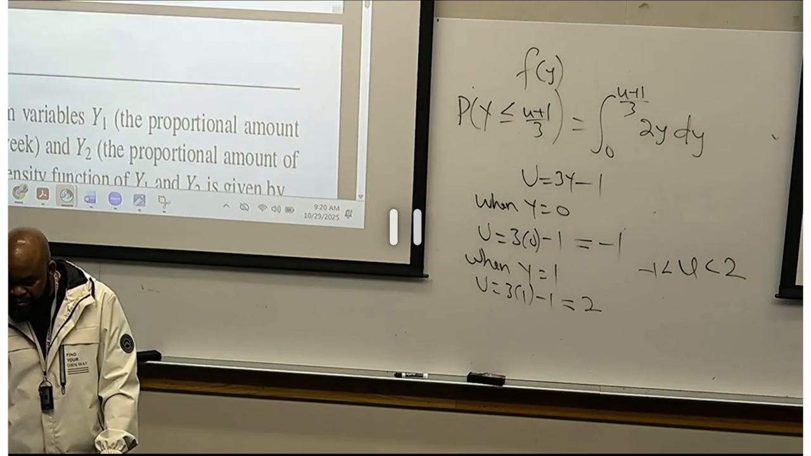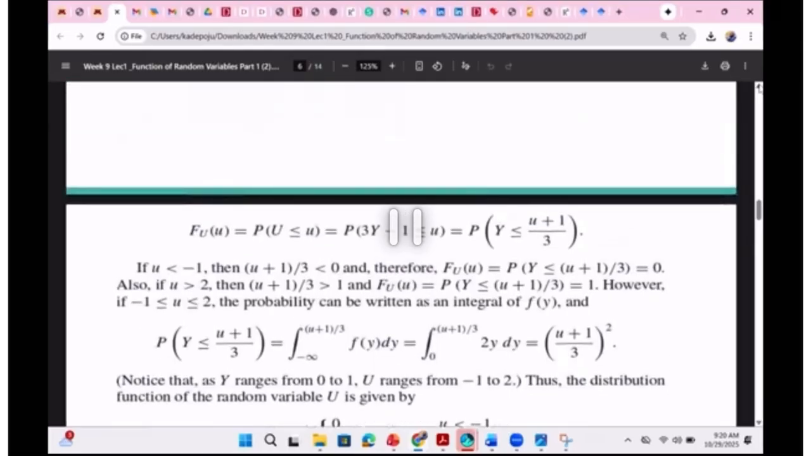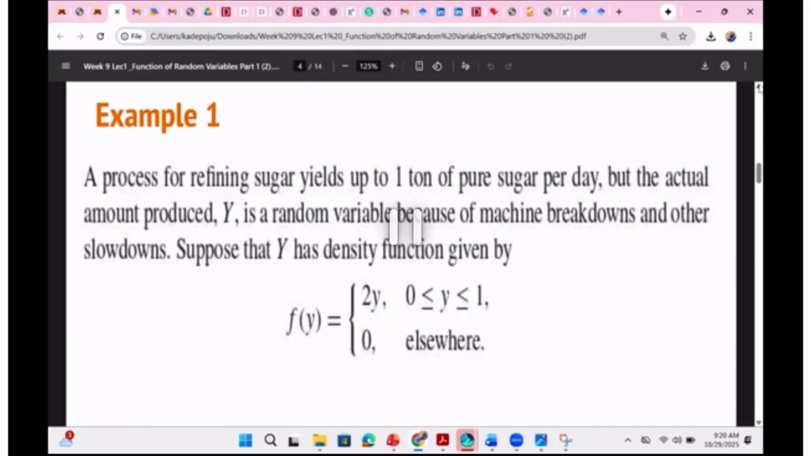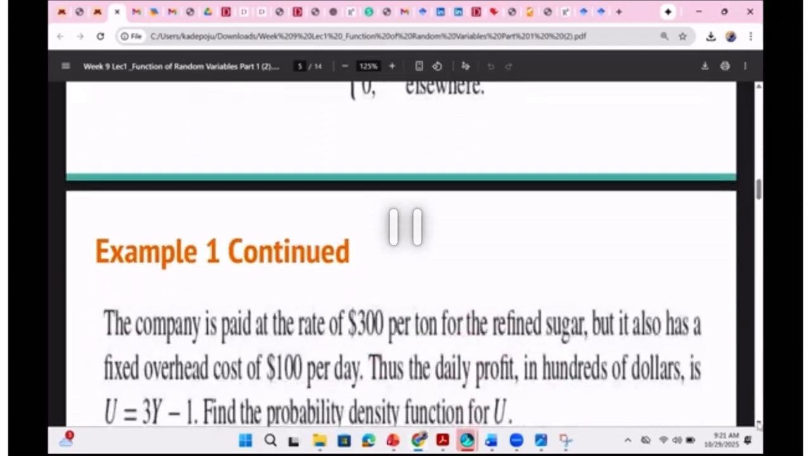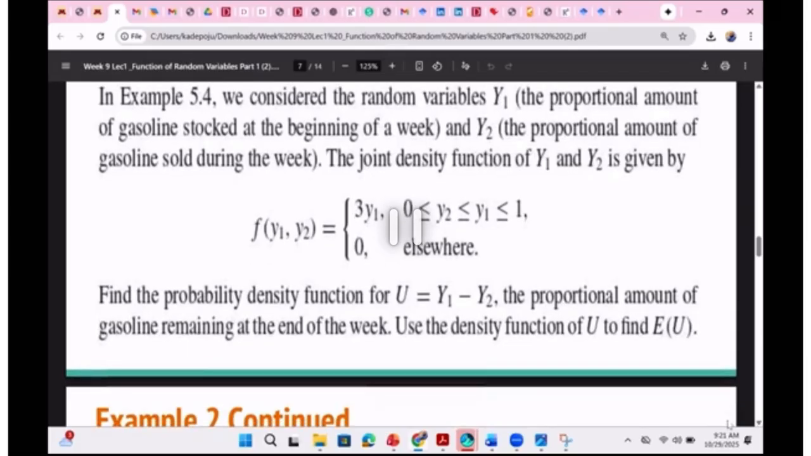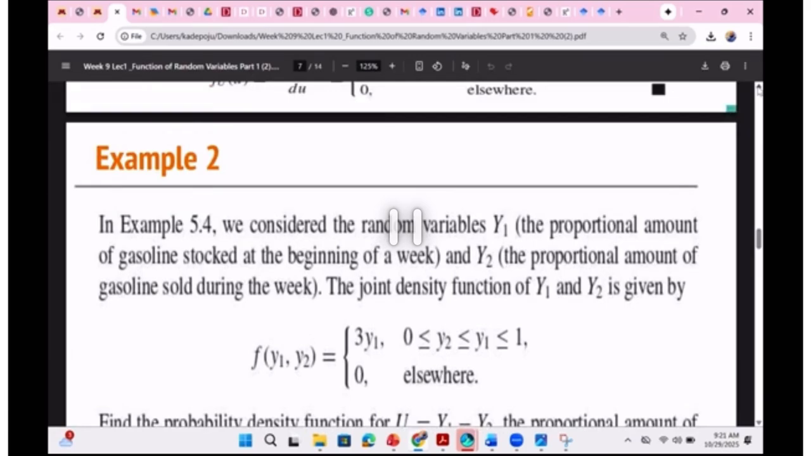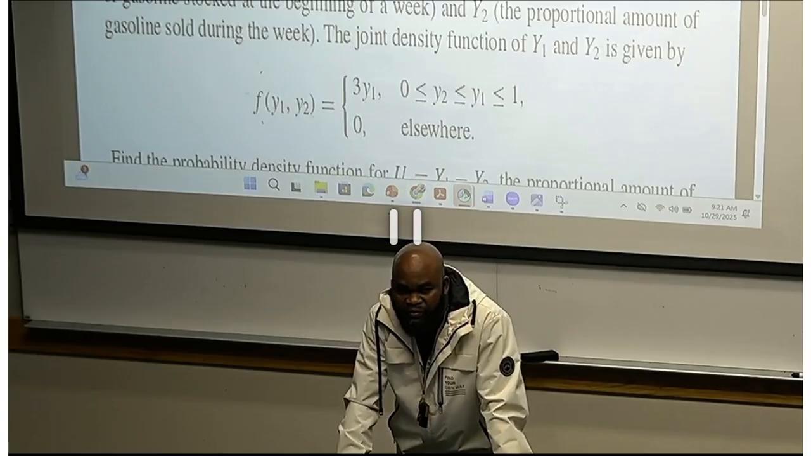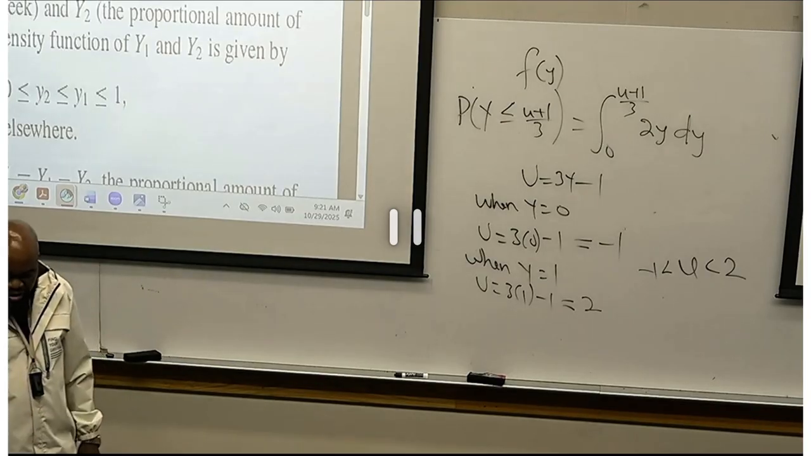But right here, this is the method of distribution function for one variable. Why do I say one variable? I move from variable y to variable u, one to one. But what if, at times, we may want to move from 2 variables? How are we going to achieve that? I need you to pay attention. It's getting complicated, but you know what? I need you to focus on the ball. Now, let's take a look at this example.